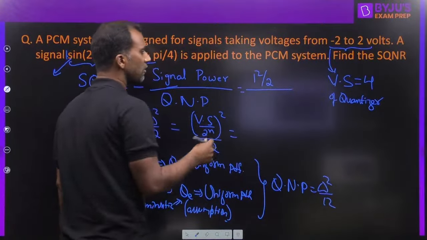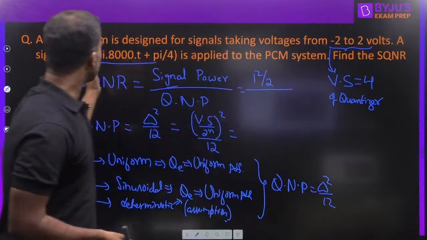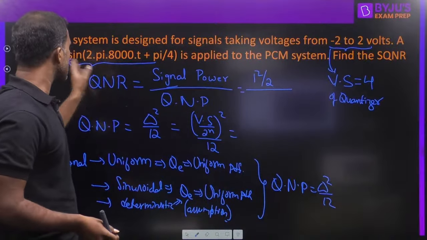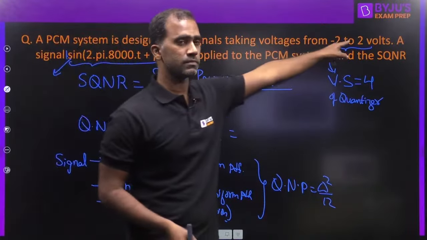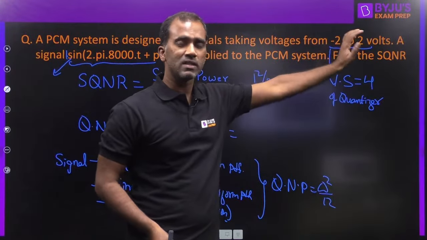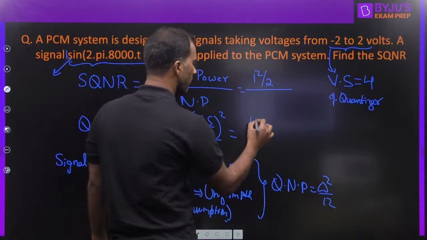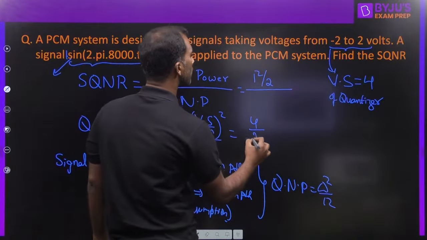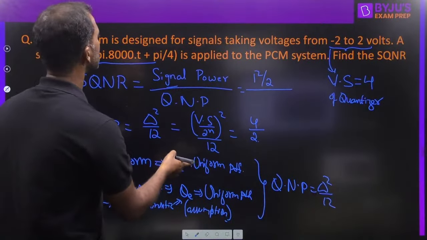And what is the voltage swing of the quantizer? The quantizer is designed with a voltage swing of 4, but the signal has a different voltage swing. Fine, but the signal's voltage swing we should not take into consideration, because the quantizer is designed according to these voltages. Once the quantizer is designed with these voltages, we can't change the design. Once it is designed, it's fixed. So it is 4 volts divided by 2 to the power of n.